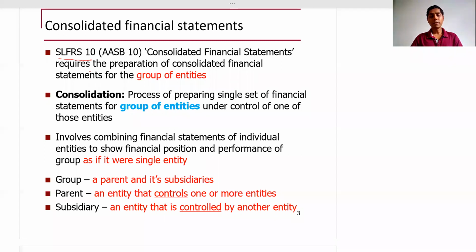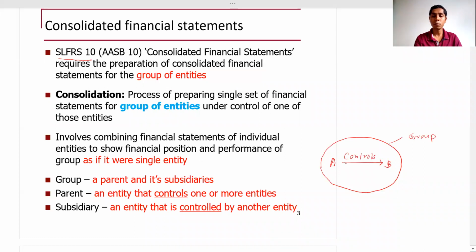Group is the parent and its subsidiaries. Group එක කියලා කියන්නේ parent සහ subsidiary company එක. Say for example, if A controls B, we know that to establish the parent-subsidiary relationship, the important criterion is control. We learned that in the business combination lesson. Assume that A controls B. This entire group, the parent and its subsidiaries, is called the group.